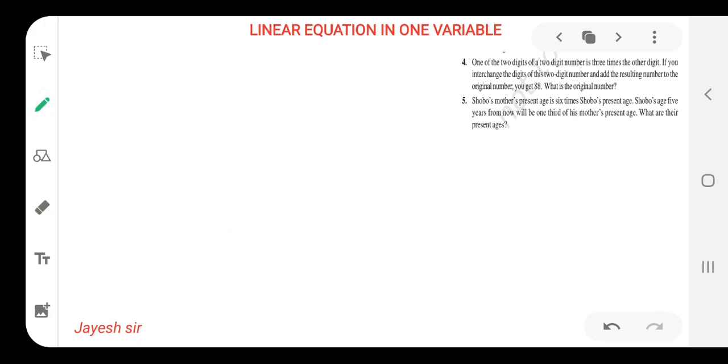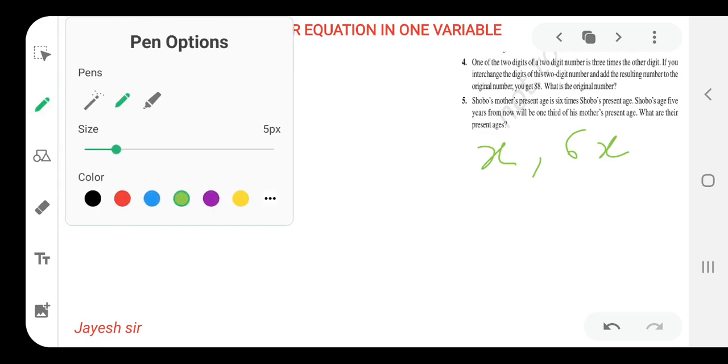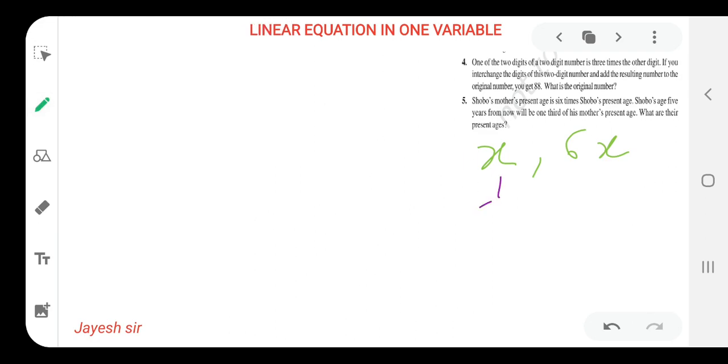Subho's mother's present age is 6 times Subho's present age. Let us assume Subho's age as x, and her mother's age would be 6 times that, that means 6x. I am writing S for Subho and SM for Subho's mother. That is what we have to keep in mind.